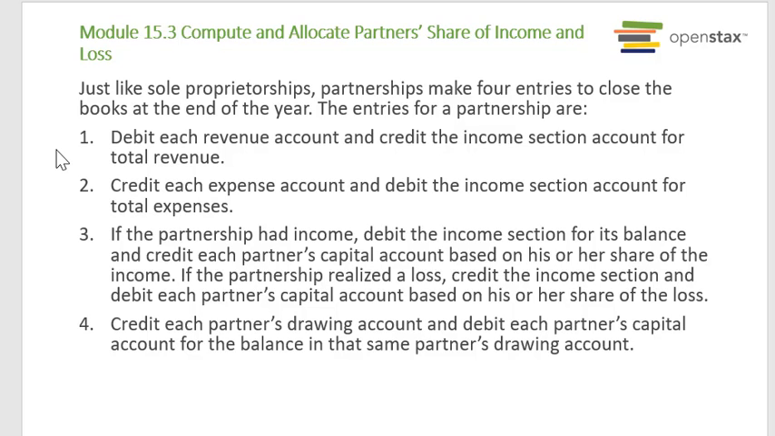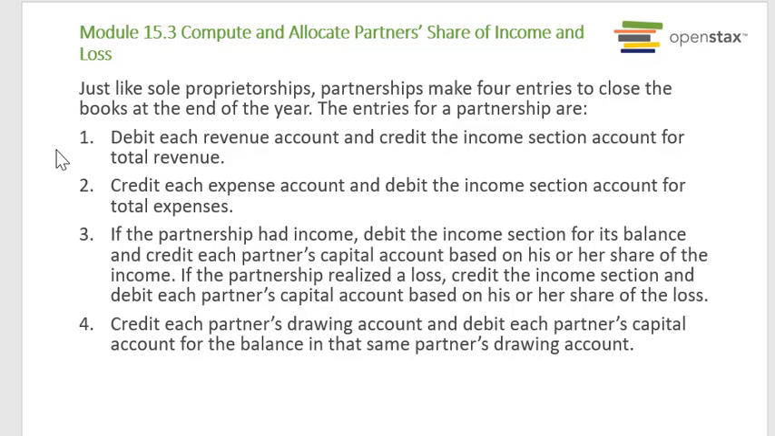Then where does it go? Because with a sole proprietorship, it goes to the owner. Well, when it goes to a partnership, how much goes to each partner? So if the partnership had income, debit the income section for its balance and credit each partner's capital account based on his or her share of the income. If the partnership realized a loss, credit the income section and debit each partner's capital account based on his or her share of the loss.